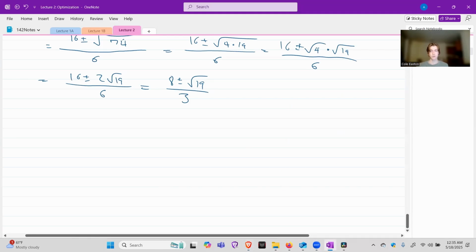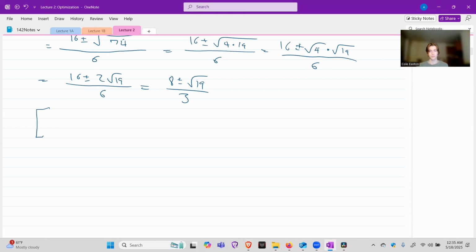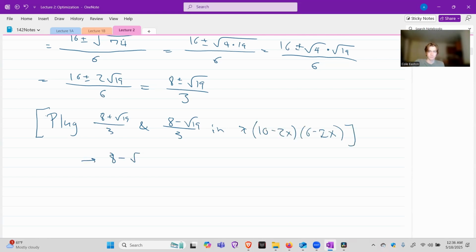Since our numbers here are so gross, and I'm not going to give you a question that is this tedious to work out on your midterm, you don't have to worry about this. We're just going to black box this section and say plug 8 plus root 19 over 3 and 8 minus root 19 over 3 into x times 10 minus 2x times 6 minus 2x. And as we saw, 8 minus root 19 over 3 gives us the larger result.